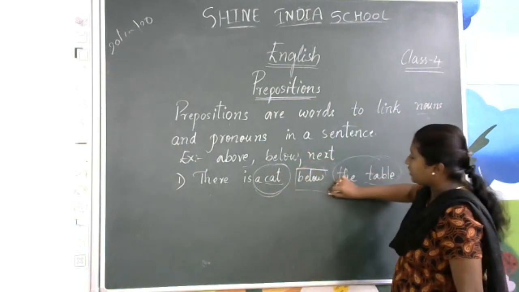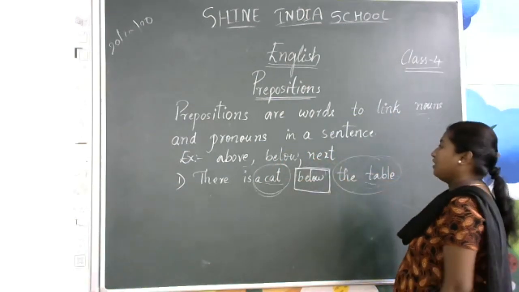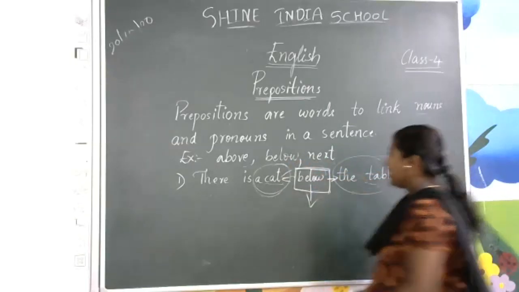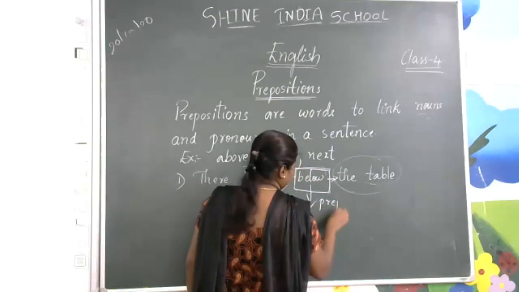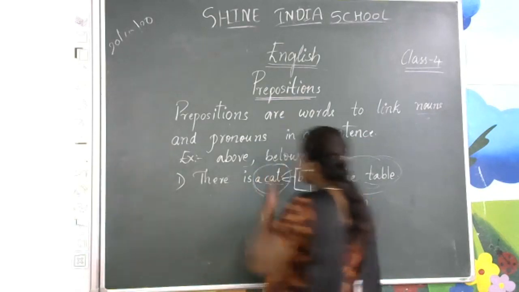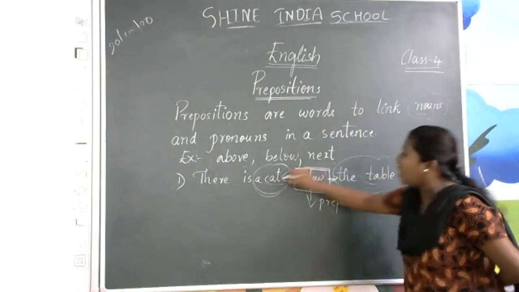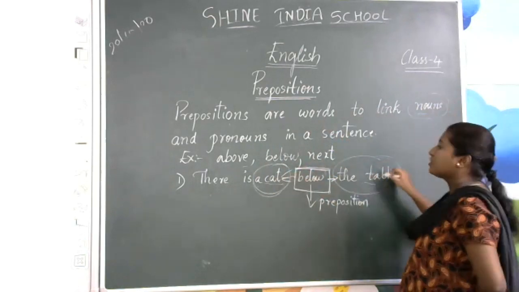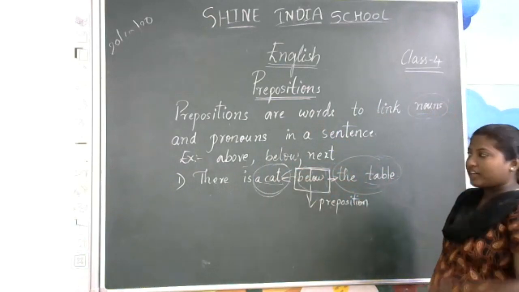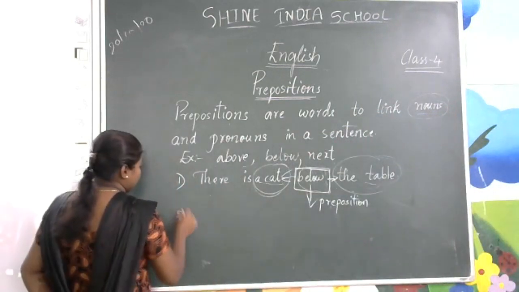This word is connecting two nouns. That's why this word is a preposition. Words which link nouns and pronouns. Here two nouns are there, and it is linking the two nouns. So that's why this word below is a preposition. Can you see now clearly, children? One more example.